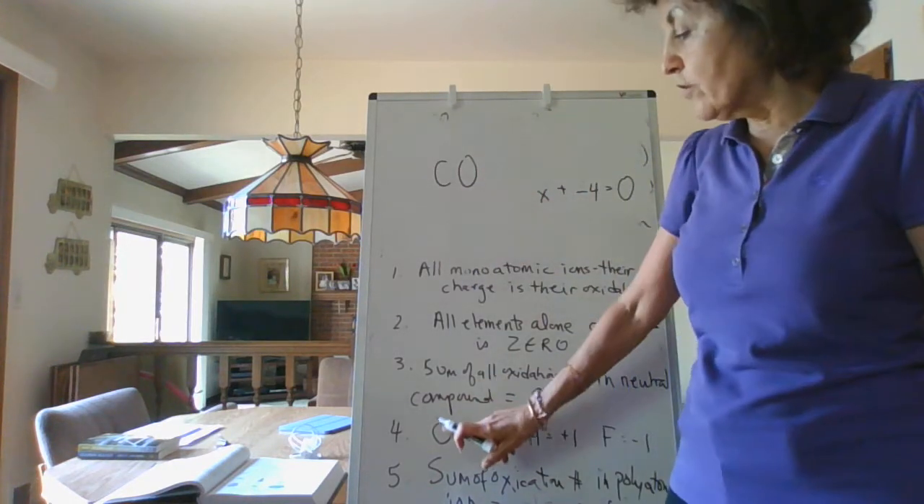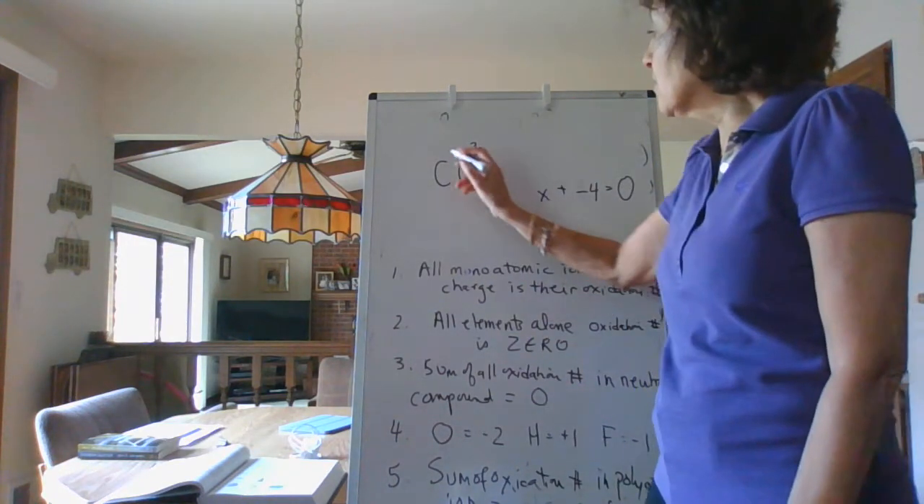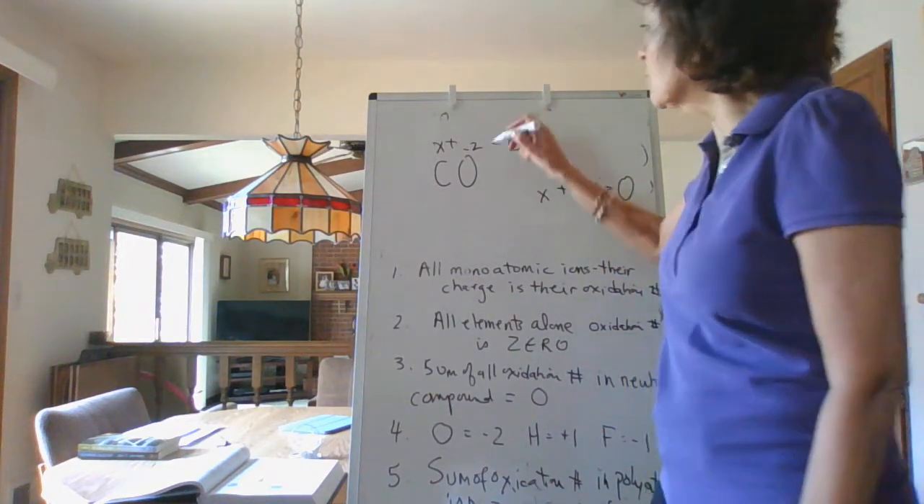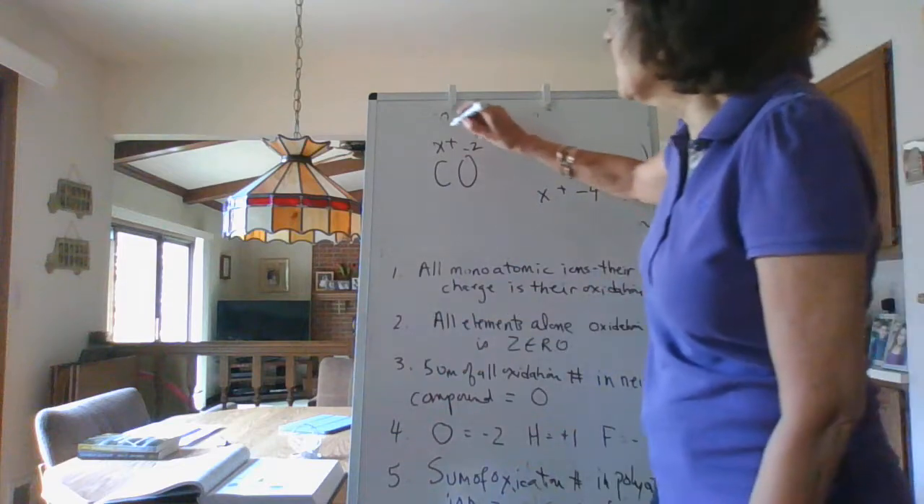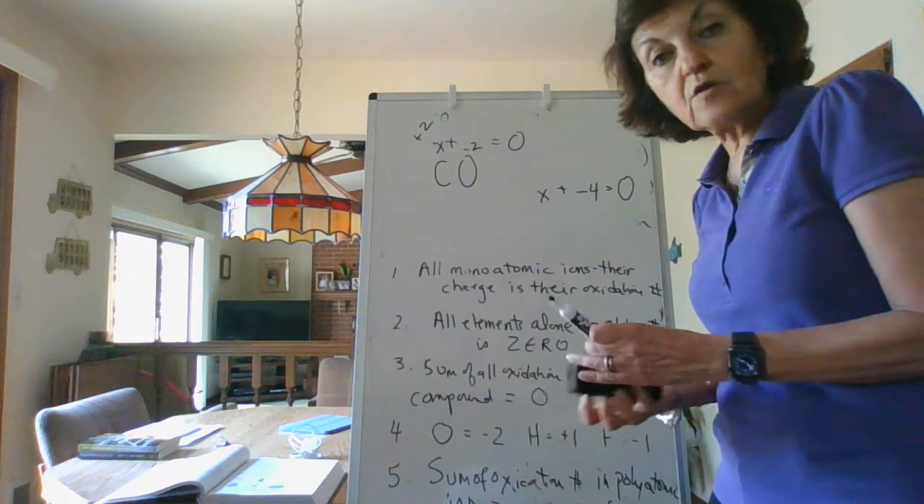Well, oxygen, according to rule 4, is -2, and x plus -2, according to rule 3, has to equal 0. So what would the carbon be in this situation? This would be +2. Okay? So that's what those two rules are.